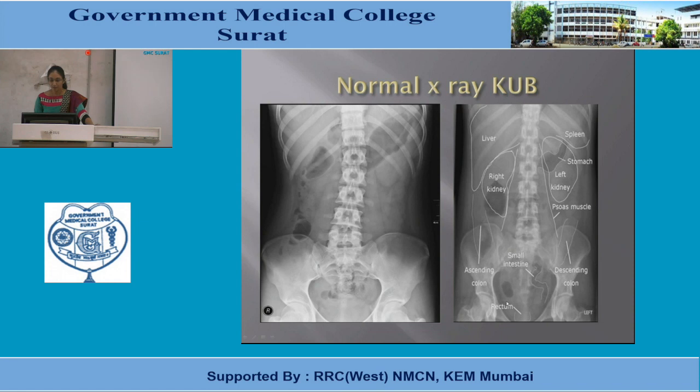This is a diagrammatic representation of the various organs. This is the margin of the liver, which is outlined by its surrounding fat. This is spleen. This is air-filled stomach. This is the renal outline, which is outlined by the perinephric fat. And this is the margin of the psoas muscle. This is gas and fecal loaded ascending colon. This is descending colon, and these are air-filled small bowel loops.